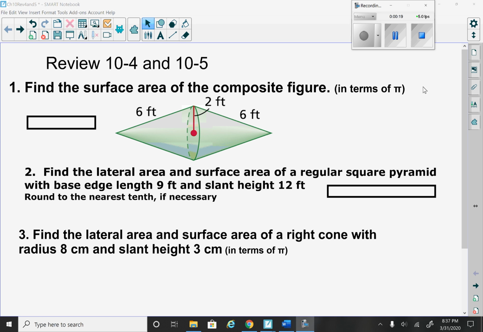There are three problems. The first one is a composite figure where we're putting two cones together. Remember in our composite figures that they are hollow in the middle, so there are no bases on either of those cones. So you have a cone on the left, a cone on the right, and again, it's hollow in the middle. The second one is a square pyramid, and then the third one is a cone. So again, I'd like you to pause the video now and find the surface area of each of these three shapes. So again, pause it.